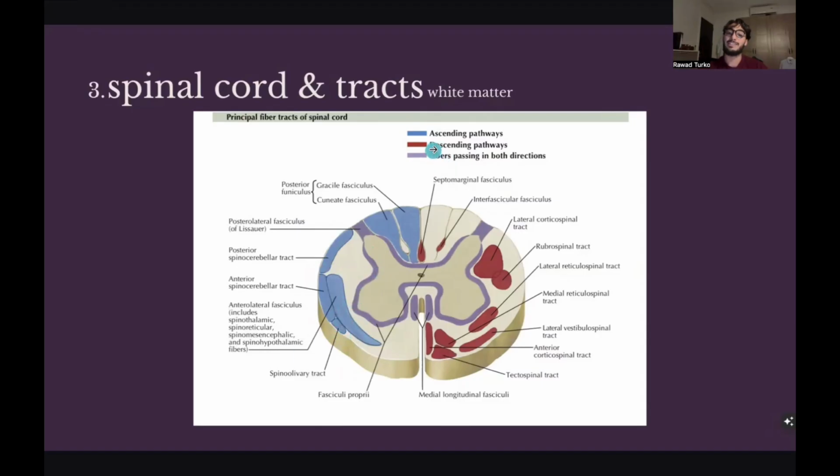Okay. Now we have the descending pathways here. I don't want you to focus on these too much. Just focus on the corticospinal tract. So you have your anterior and your lateral corticospinal tracts. And we'll talk about the difference between those in a minute. Okay. But again, all of these are going to make up the white matter of your spinal cord.